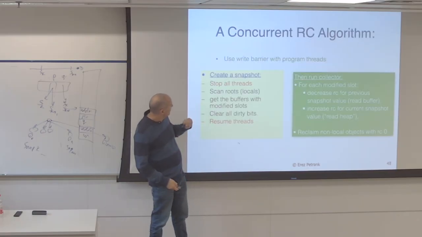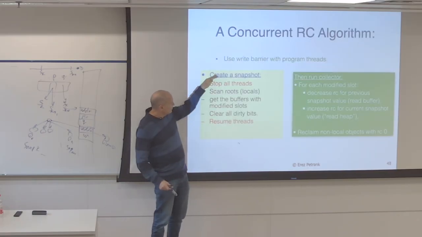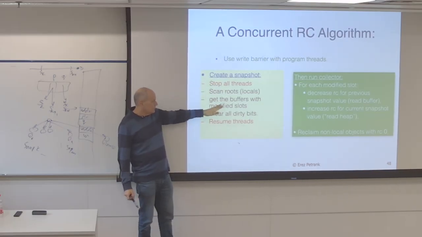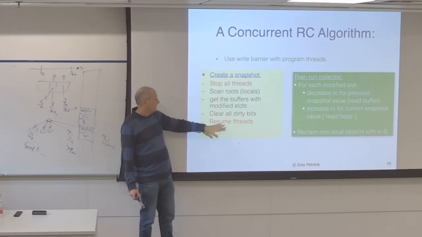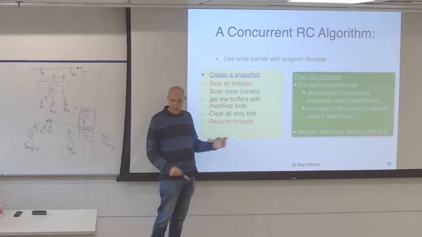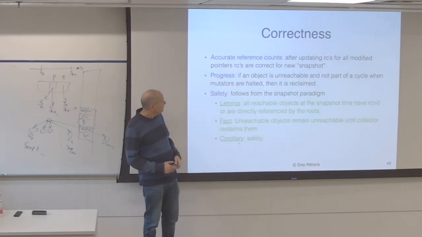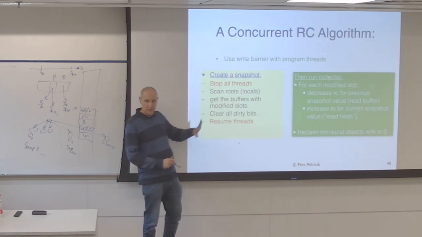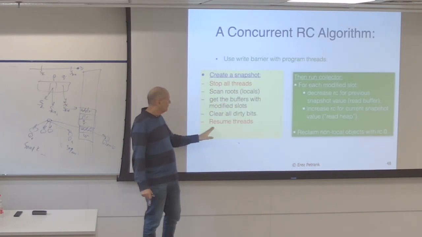So this is, if I wanted a snapshot, I just stop all the mutators and I scan the roots, I get the buffers, and I clear all the dirty bits, and then I let them go on. If I want to have... okay, you know what? Let's talk about the concurrent collector first.